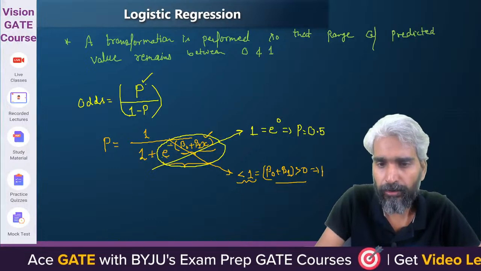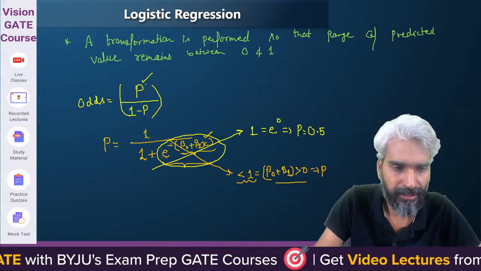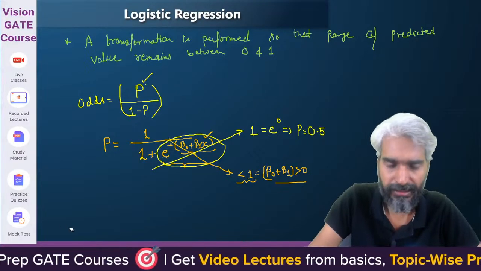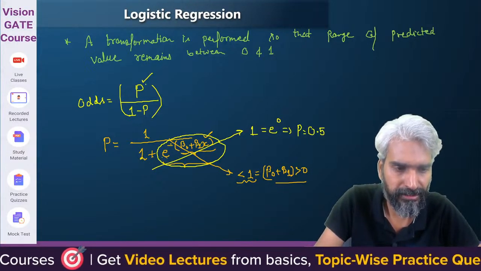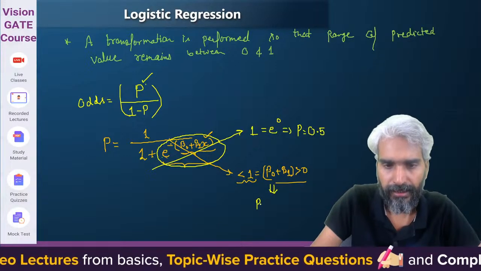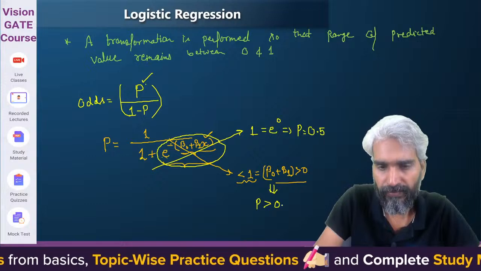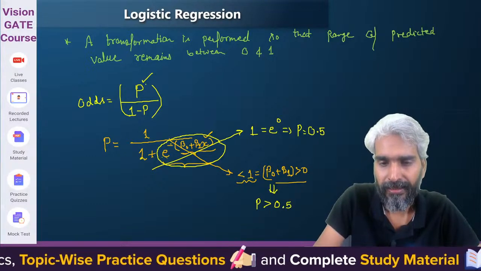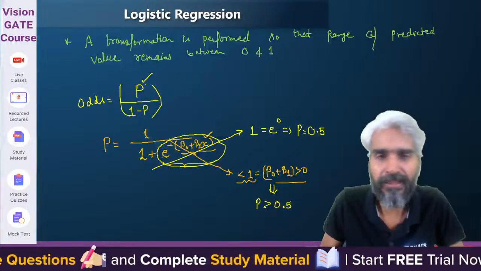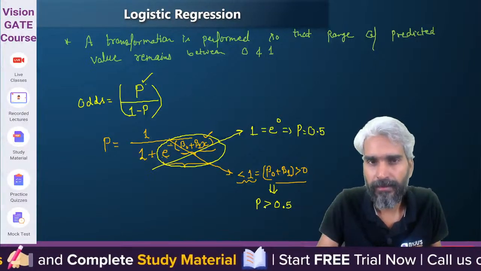In that scenario, the probability, or let me write somewhere else, I guess the camera is there. So in this scenario, the probability value will be greater than 0.5. Yes or no? Because the denominator is less than 2. 1 upon something which is less than 2 will be greater than 0.5.